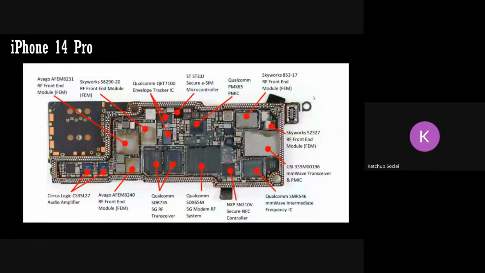So let's take an example of the iPhone 14 Pro. There is an RF front-end chip from Broadcom or Avago. There is a chip from Skyworks. There is a chip from Qualcomm. There is a microcontroller from ST. There is a PMIC chip from Qualcomm. So you can see multiple companies come together to create these massive phones or devices. And semiconductor chip design flow is about understanding how these chips are made. Each of these chips is designed in India nowadays.